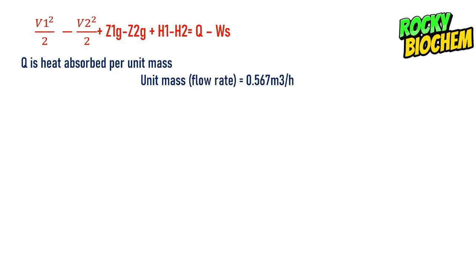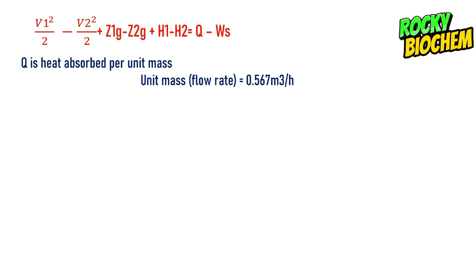So we know Q to be the heat absorbed per unit mass. Q is written with respect to a unit mass, but not the total heat absorbed in the system, or the total heat rejected in the system. Anytime we make mention of heat, we make mention of Q, we are talking about the heat absorbed per unit mass. And unit mass is the same as what?